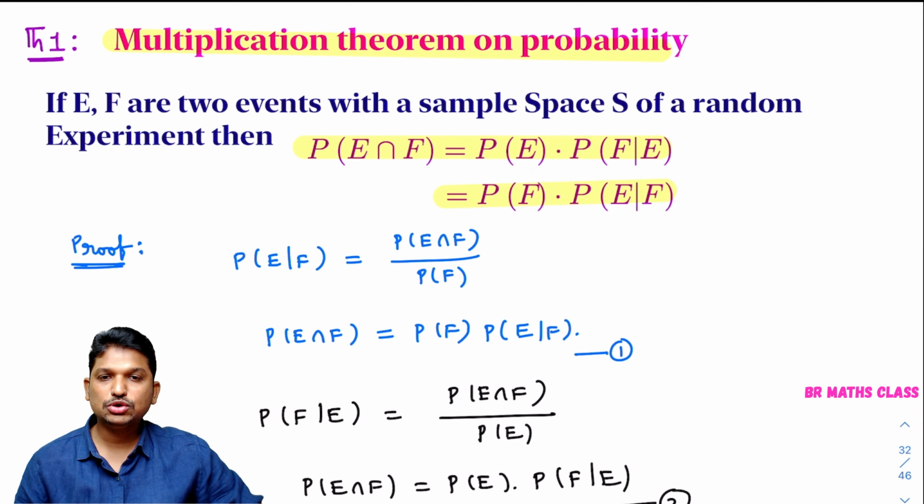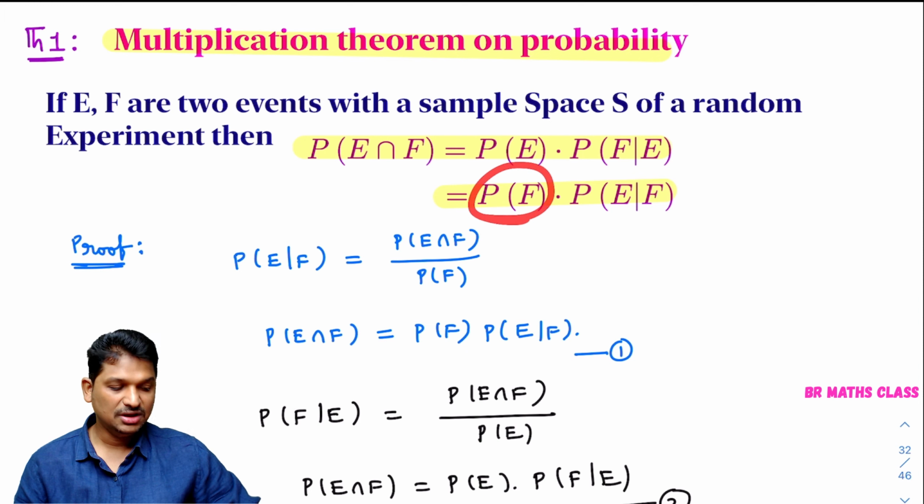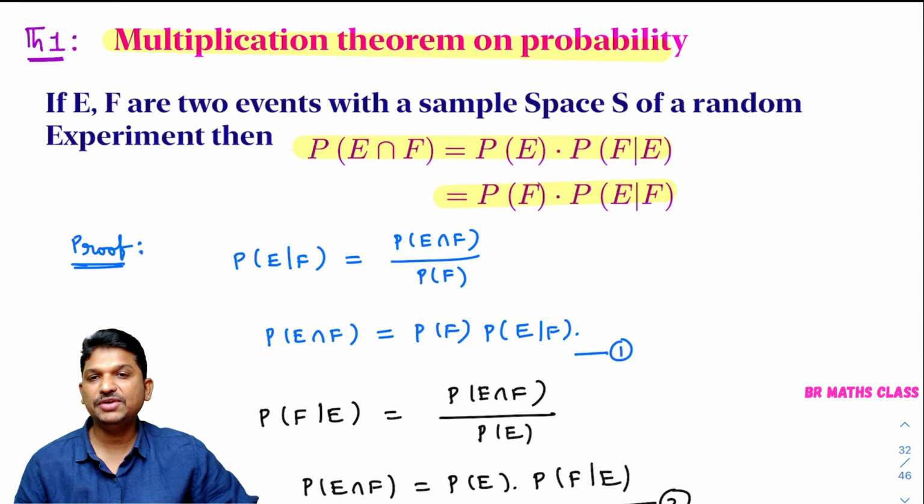I said a trick also to remember this. When it starts with the probability of E, it ends with probability of F by E. Probability of E intersection F can also be written as probability of F into probability of E by F. As it starts with F, it ends with E by F. In that way, you can memorize this because we use this.